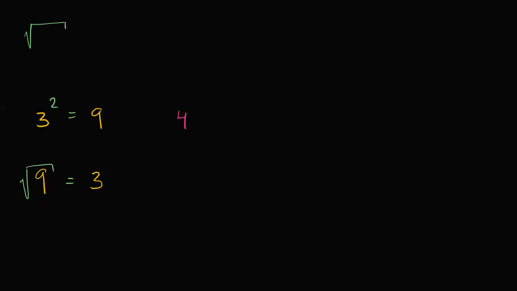I can write 4 squared is equal to 16. Well, what's the square root of 16 going to be? It's going to be equal to 4. Let me do it again, and actually let me start with the square root. What is the square root of 25 going to be? Well, this is the number that times itself is going to be equal to 25, or the number where if I were to square it, I get 25. Well, what number is that? That's going to be equal to 5.